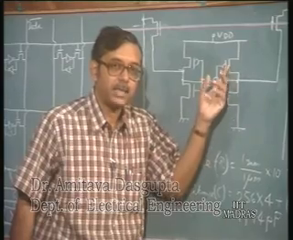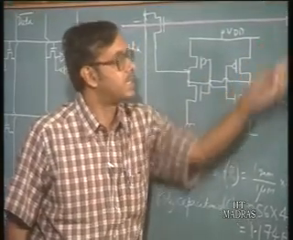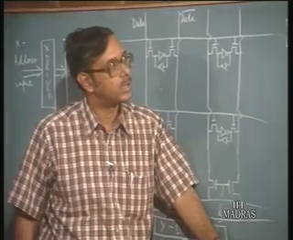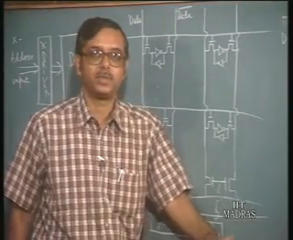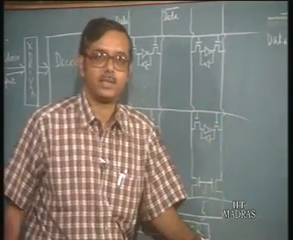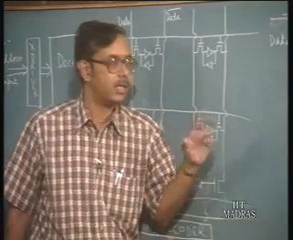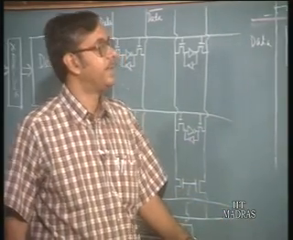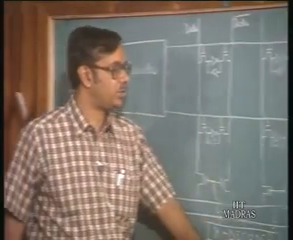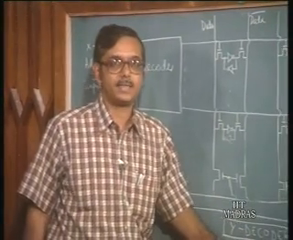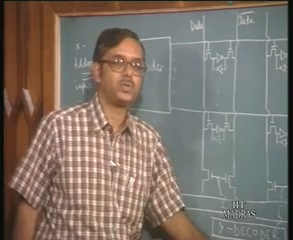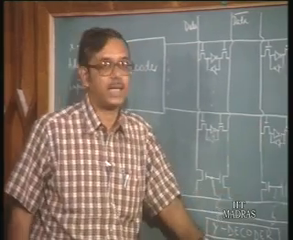At the same time, if you have small transistors, it is difficult to drive the data lines using such small transistors. That is the problem. So, how do we solve this problem? The way to solve it is to use what are called sense amplifiers. The sense amplifiers will be used to actually charge or discharge the data lines.